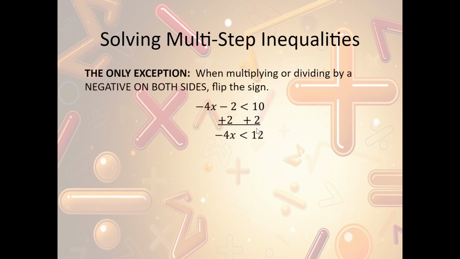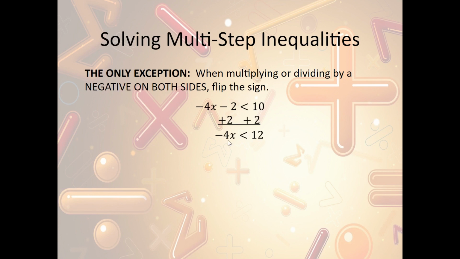Now here's the only rule that we need to know when we're dealing with this. We treat it like an equal sign. However, if we ever divide both sides or multiply both sides by a negative number, we need to flip the sign to go the other direction.